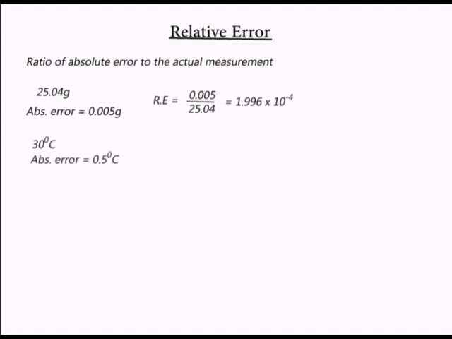30 degrees Celsius. Absolute error was 0.5. Relative error is equal to 0.5 over 30, and that gives us 0.0167.